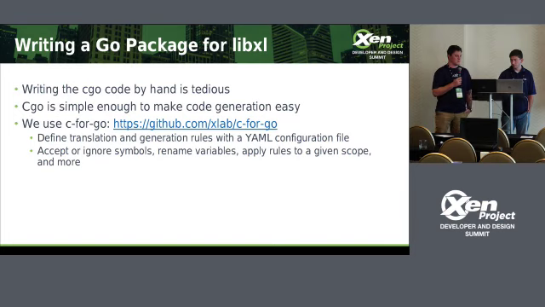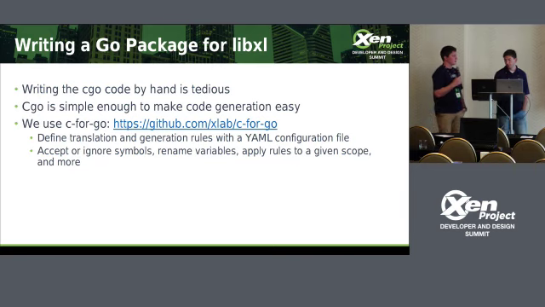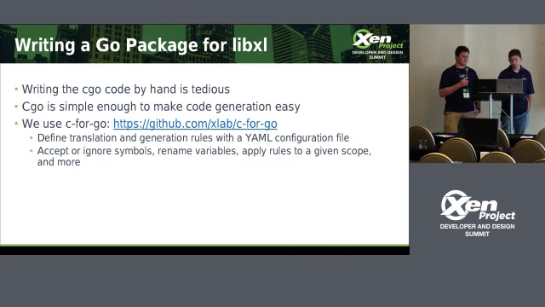You can pretty much specify your source headers and then apply translation and generation rules to those. So you can accept or ignore symbols. You can perform transforms on names if you want to drop the libxl prefix, or if you want to change from snake case to camel case, or any of those types of things. And so it's really flexible in that way, and lets you pick the pieces that you need and exclude the ones you don't.